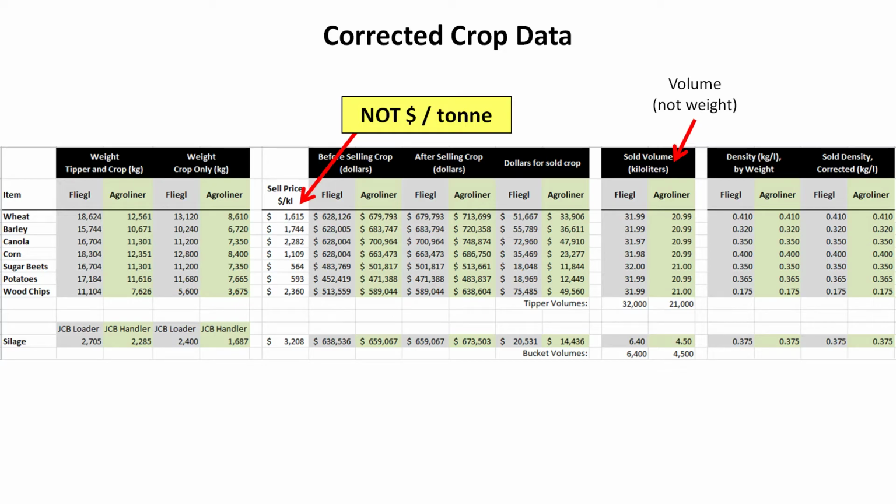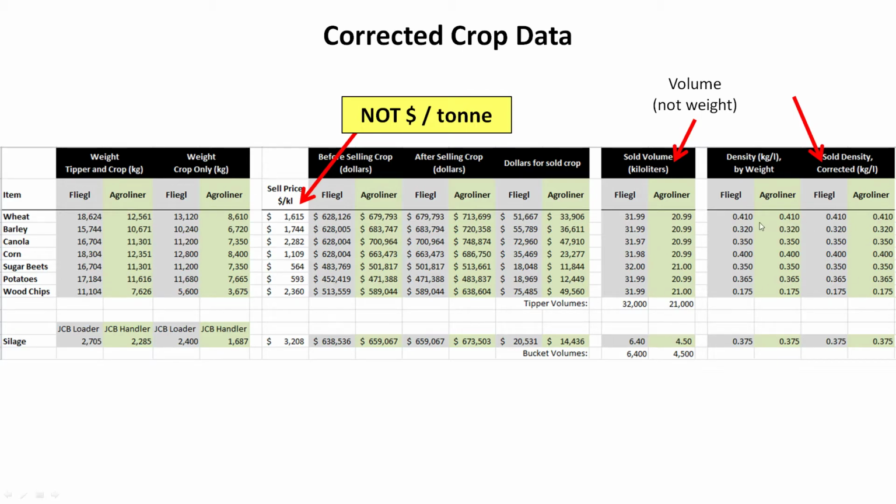Yes, this is a big bug in the game. So the prices you're seeing on the screen are not dollars per ton, not dollars per weight unit. It is dollars per kiloliter, or dollars per volume unit. Yes, I can see your head starting to spin. But once we do this correction, over here, we take the kilograms, the weight of the crop. So far, this is the only way we can get the weight of the crop divided by now this volume. We know this is the sold volume.